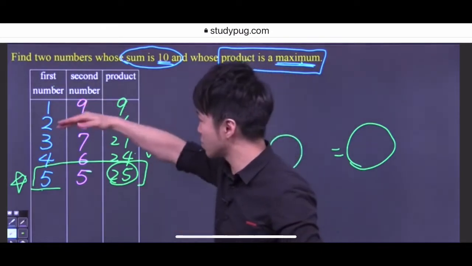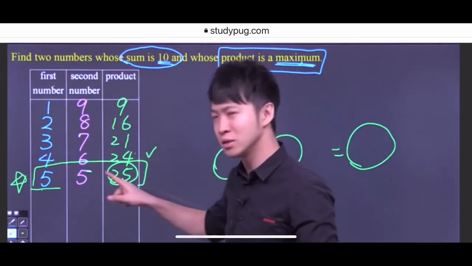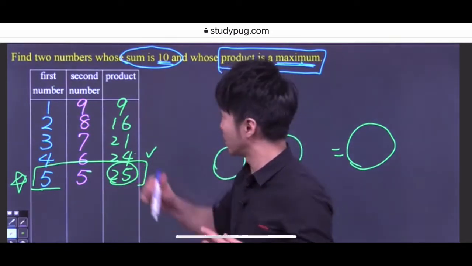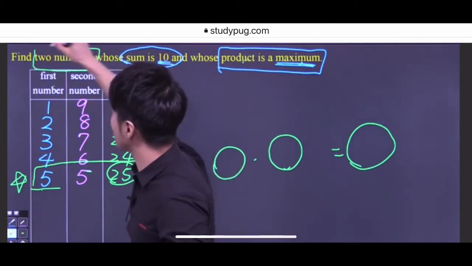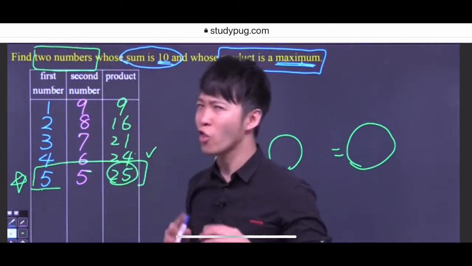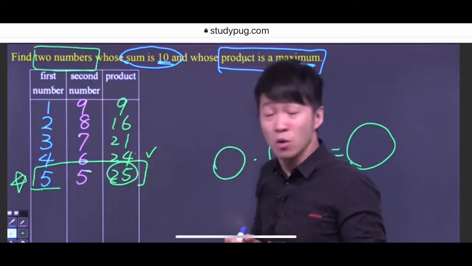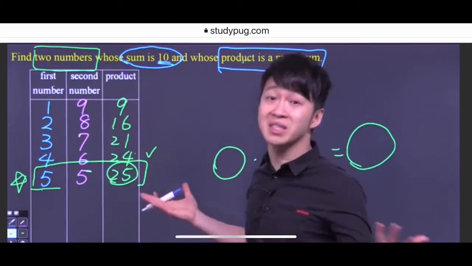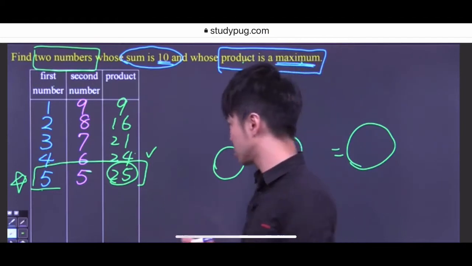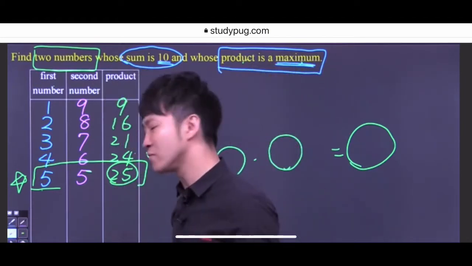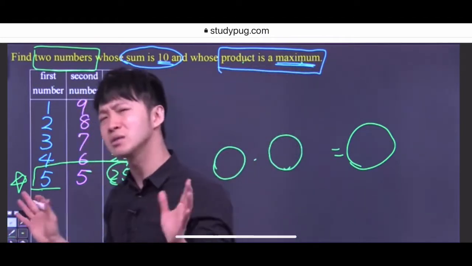All the sets of numbers we tried so far, they are integers, right? But does the question say that the two numbers must be integers? No. So that means in order to consider all possible cases, we should also consider decimal numbers, right? Yeah, so why don't we try a set of decimal numbers and see what happens, okay?